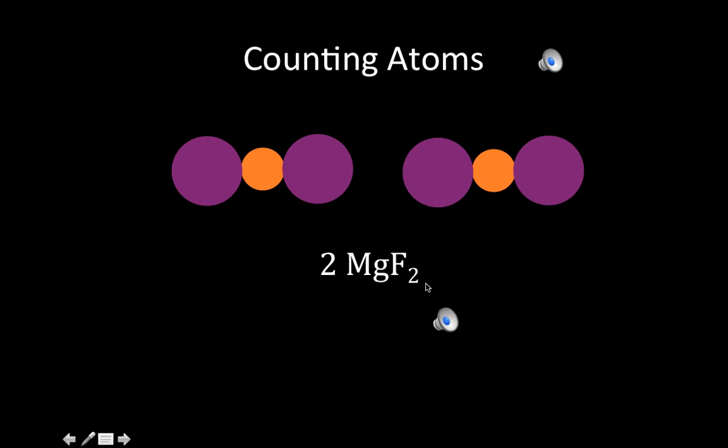So when we say 2 MgF2s, there's one of them, there's the other. We see 1, 2, 2 Mgs, 1, 2, 3, 4, 2 times 2, 4 fluorines. May seem simple, but people often forget what coefficients mean. That's a problem.